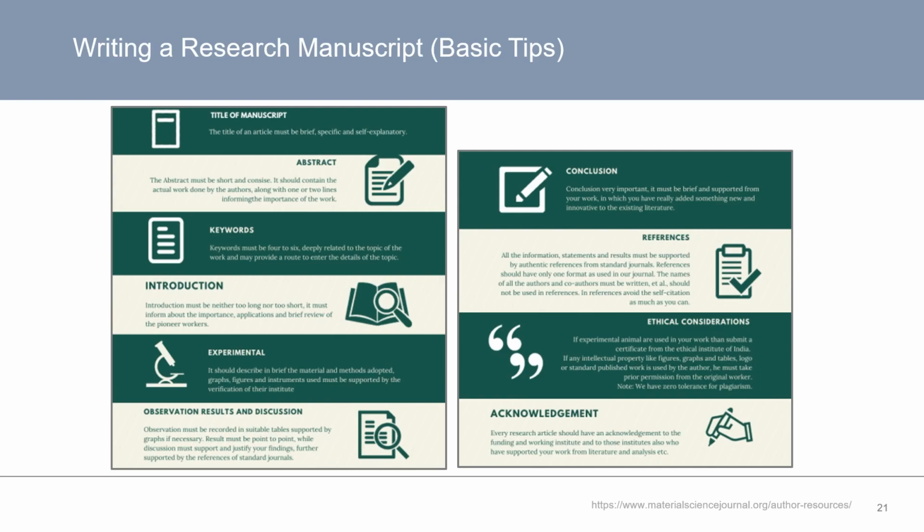If you get the opportunity to write a research manuscript, this slide includes some basic tips on how to go about writing the individual sections of a research paper. The title should be brief, specific, and self-explanatory. The abstract should be short and concise, and it should focus on the actual work done by the authors, along with one or two lines informing the relevance or importance of the work. Papers are also usually tagged with some keywords to help other researchers find research that's relevant to theirs.